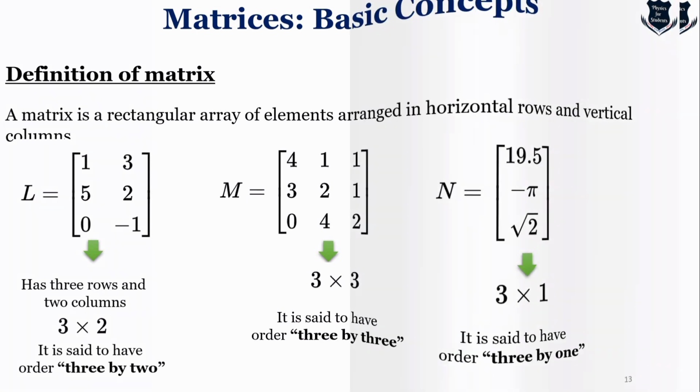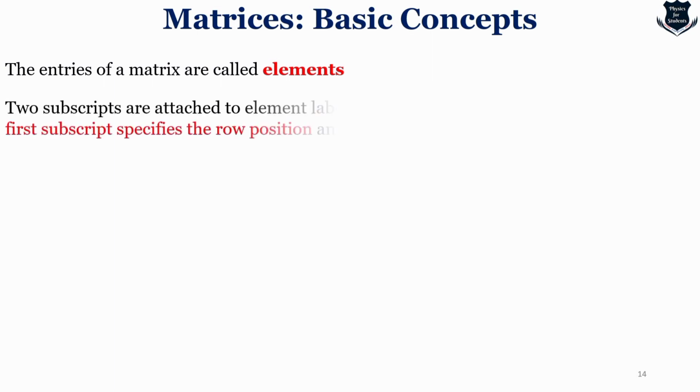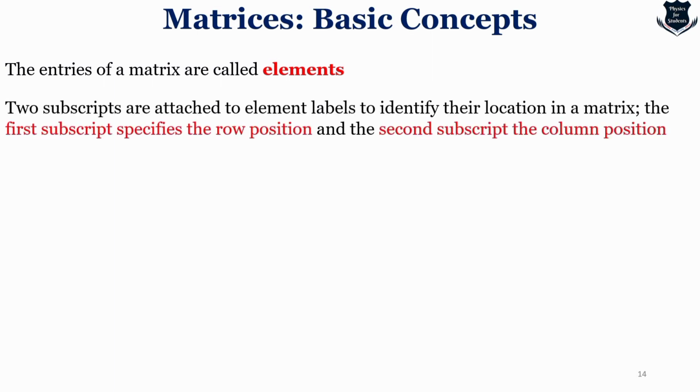So what we get from here is that the entries, or elements, that is whatever is written inside, can be numbers, or it can be anything. These are called elements, and we use uppercase boldface letters to denote matrices and lowercase letters for elements. The letter identifier for an element is generally the same letter as the host matrix. Now you see 2 subscripts are attached to elements, which define the location in a matrix. The first subscript specifies the row position, and the second subscript denotes the column position.